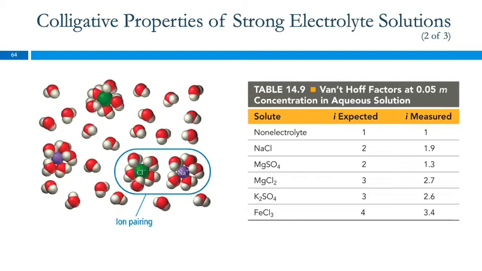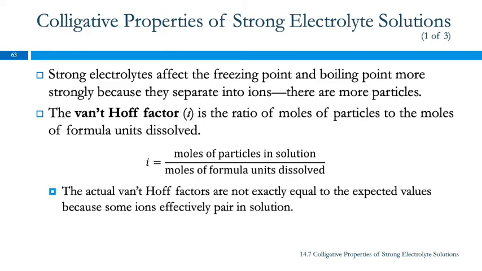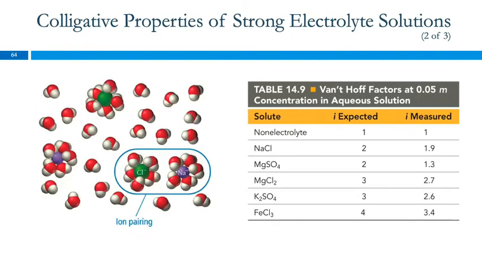In order to get the expected, you need to... No. What we're looking for is this: the moles of particles, so ions, divided by the moles of formula units. So we're looking at the chemical formula. Let's look at this one, K2SO4. If one unit dissolves, how many ions do I get? I get 2 potassium ions and 1 sulfate ion, that's 3. So the Van 't Hoff factor expected is 3.